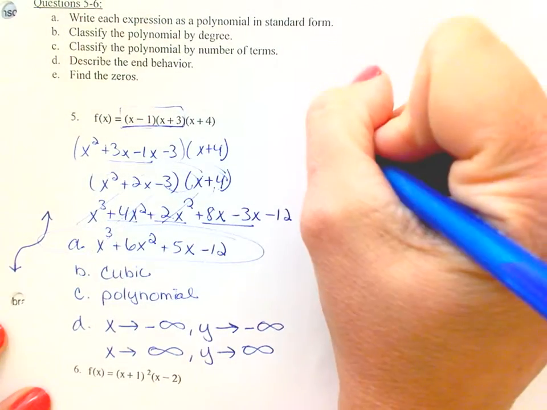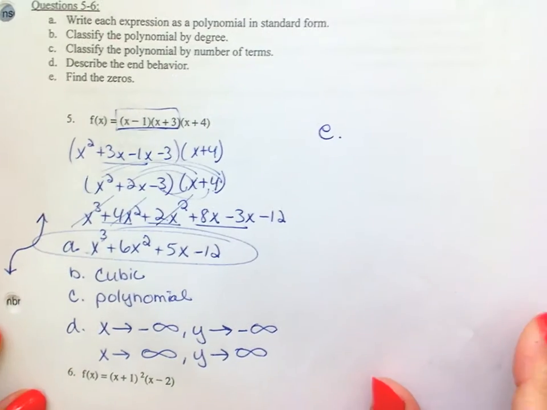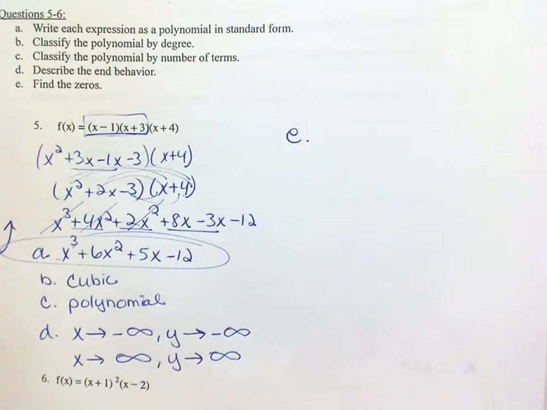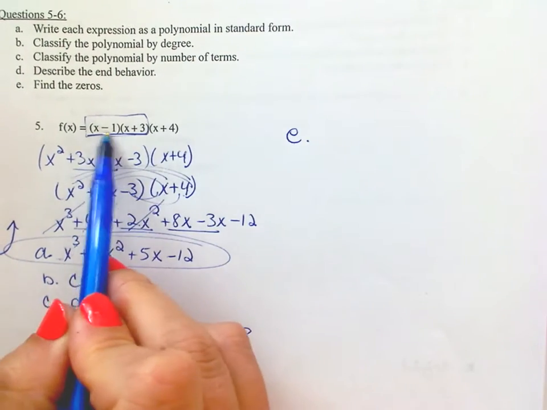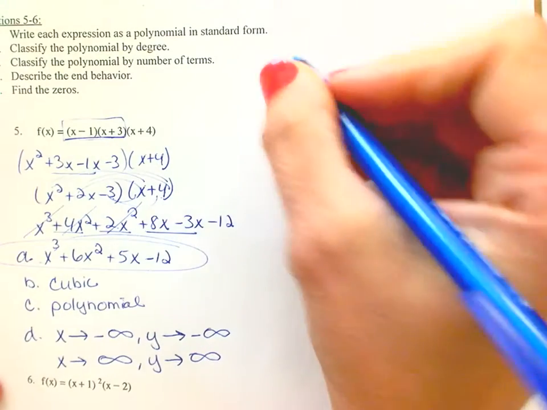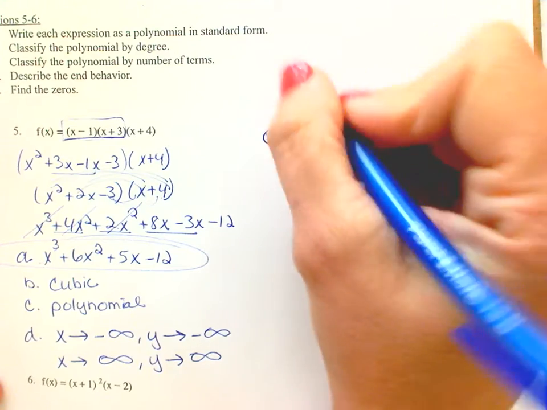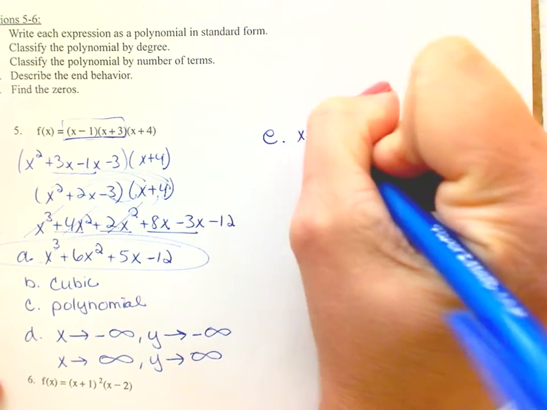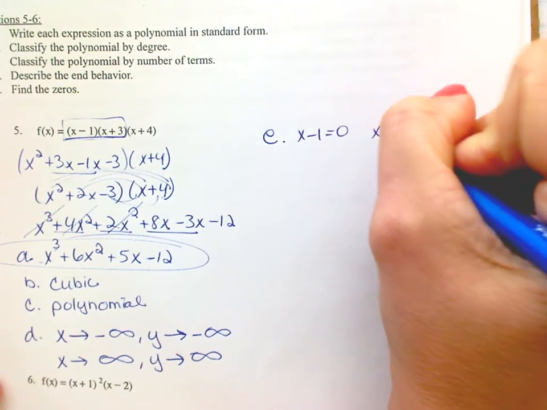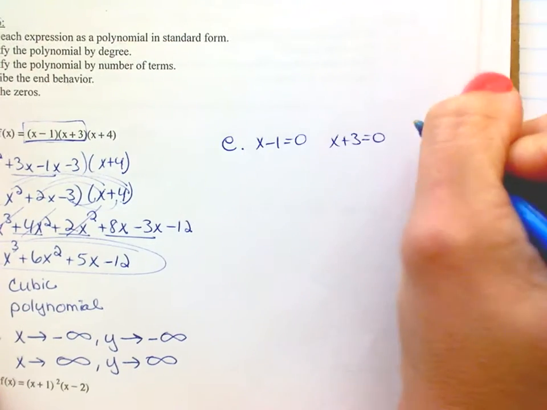And the last part, part E, I feel like we kind of should have started with part E because you're using this right here. In order to get the zeros, you're going to set each factor equal to 0. And you guys have done this before. Most of you recognize the pattern.